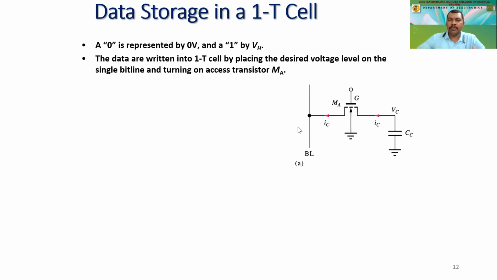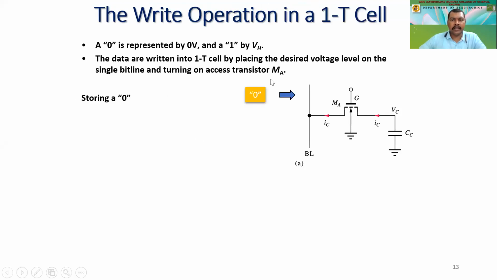In the 6T cell, we had two bit lines, bit line and bit line bar, and on both the lines we expect the data to come. Here in the 1T cell, we expect only one bit line to deposit the data, whether it is 0 or 1. Now the data are written into the 1T cell by placing the desired voltage level on a single bit line and turning on the access transistor, that is MA. This single transistor is called the bypass transistor, through which the data is being transferred, right?